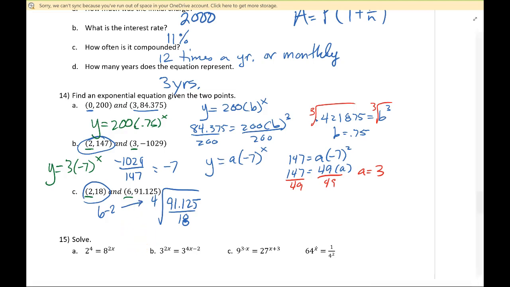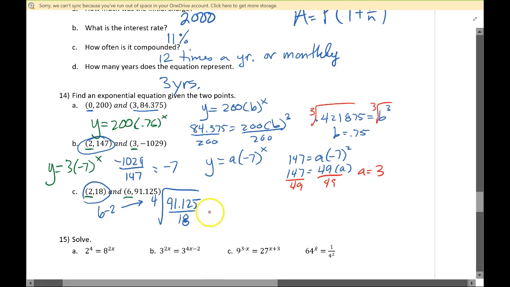And when we do this math in our calculator, we get a value of 1.5. And so just like in the other problems, we can set it up. y equals a times 1.5 to the x. Substitute one of our numbers in. I'll use the 2 and 18 because they're smaller numbers. And so 18 equals a times 1.5 to the 2.